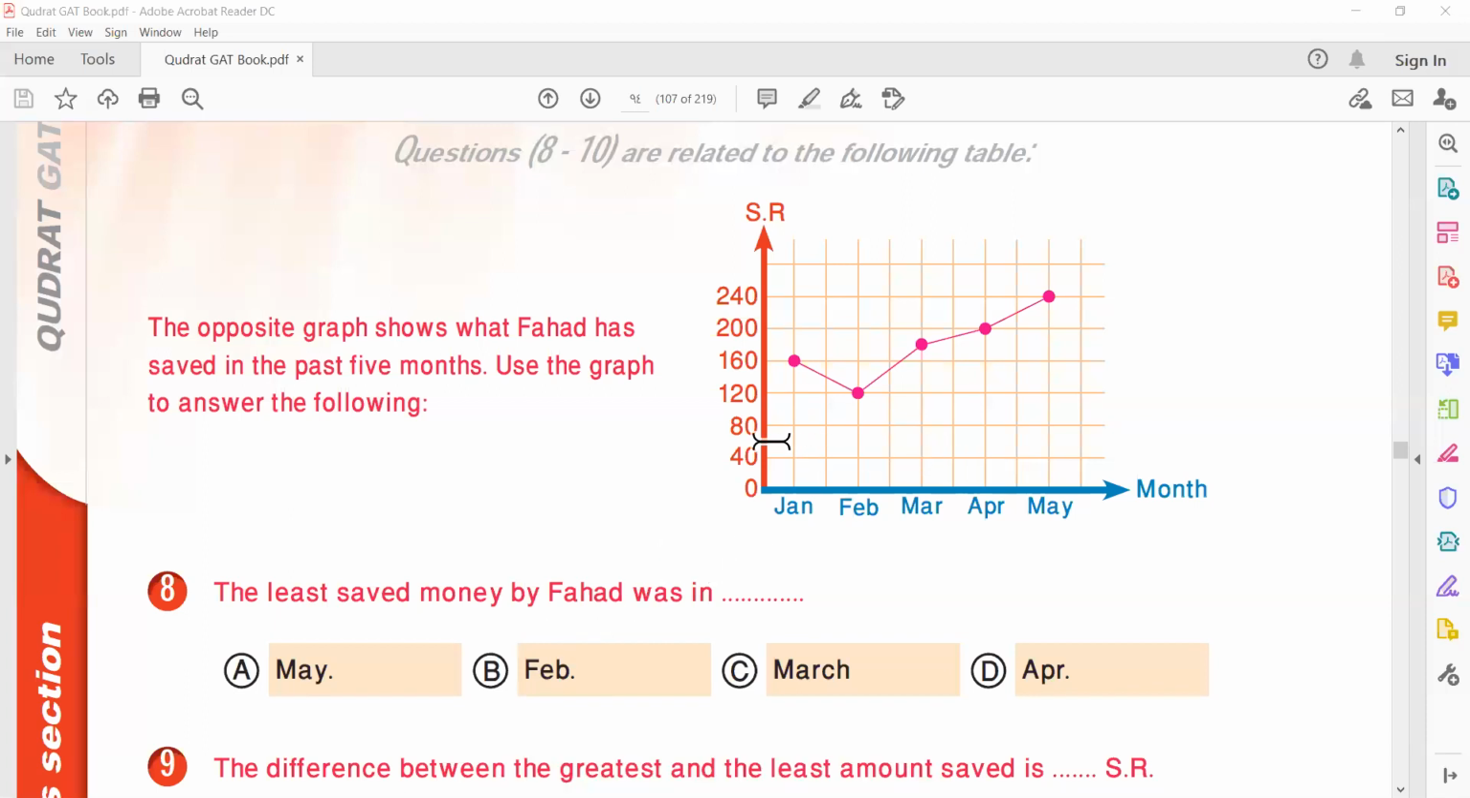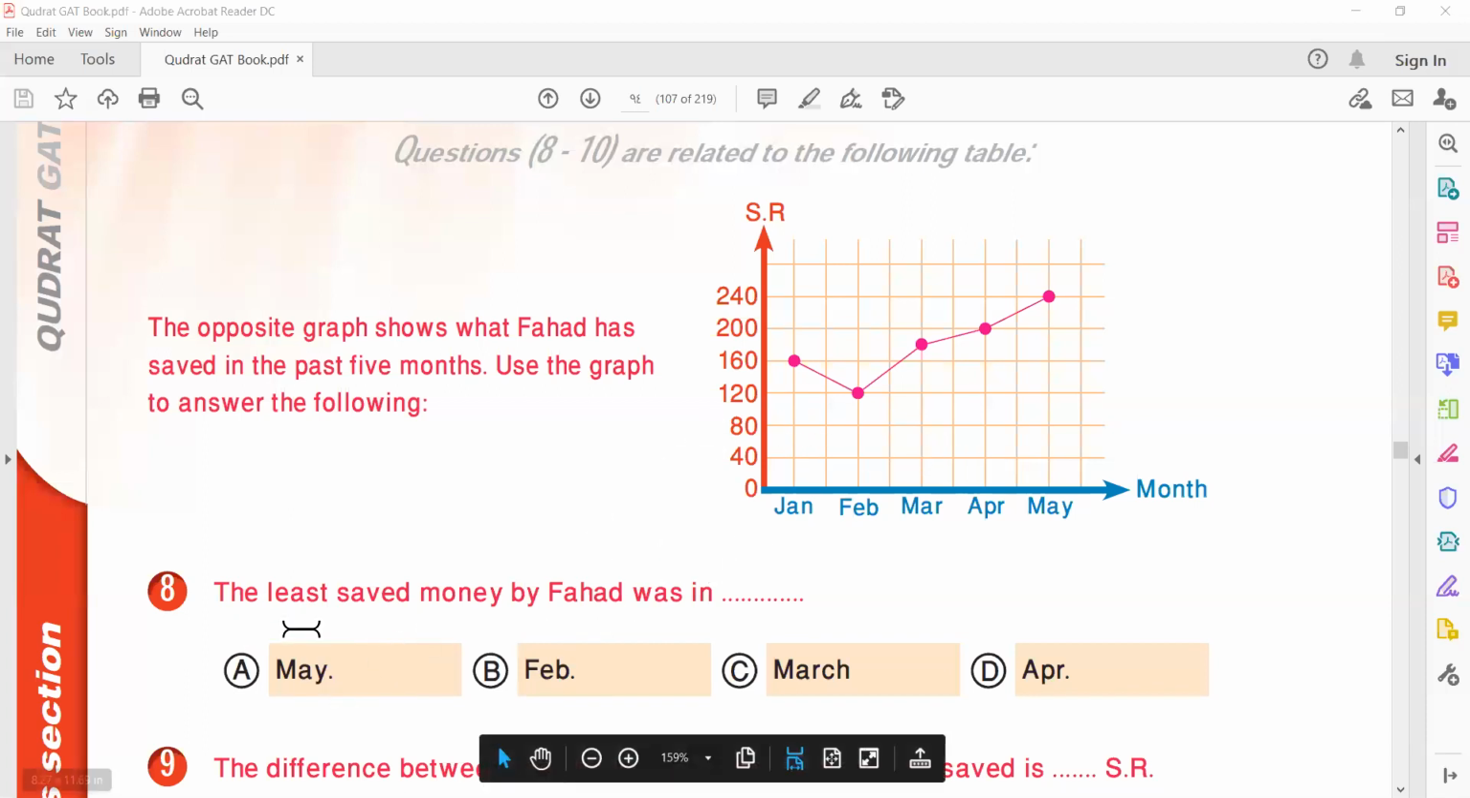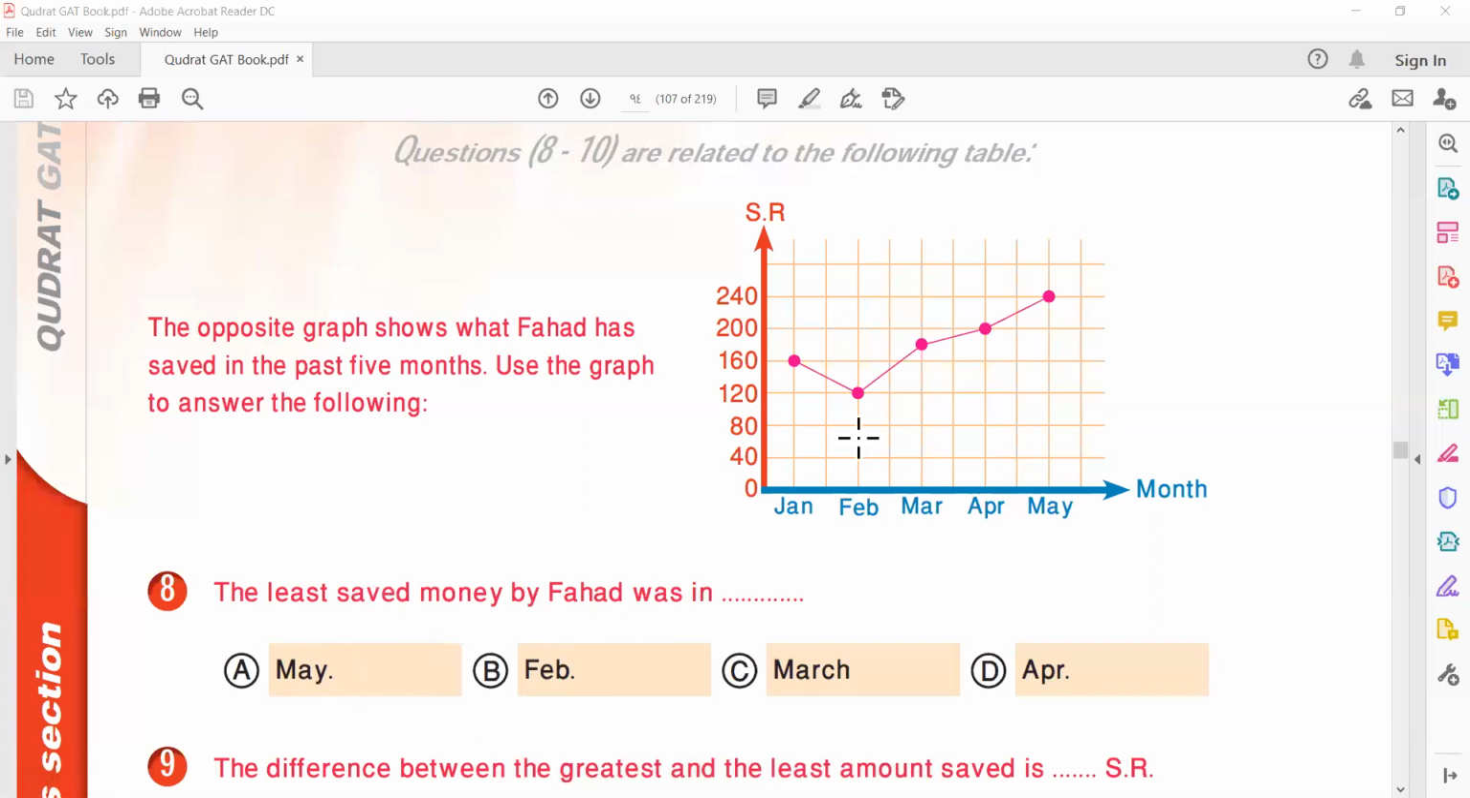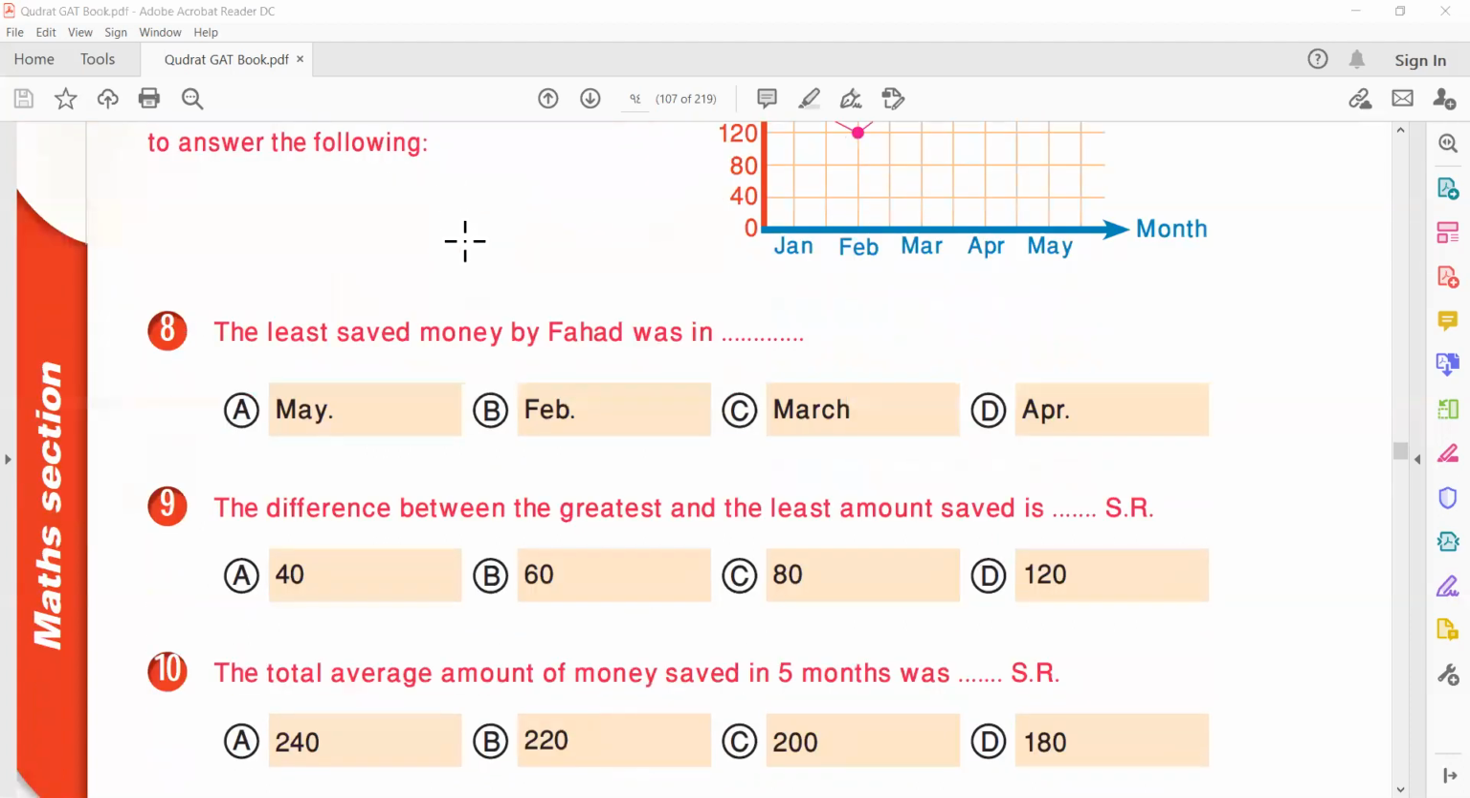Because he said the least saved money by Fahad was it. Here, how do I know? Right. Here is the least saved, so it will be in February, right? So the answer is number B, right? Okay, number 9.